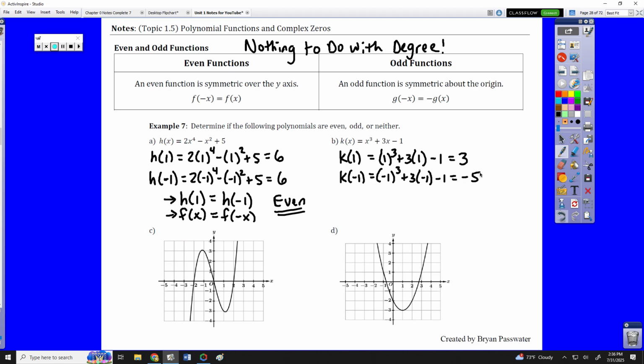Okay? This is neither, because k of 1 does not equal k of negative 1, which means it is not even, and k of 1 is not the opposite of k of negative 1, which means it is not odd. If it is not even and it is not odd, then it is neither.